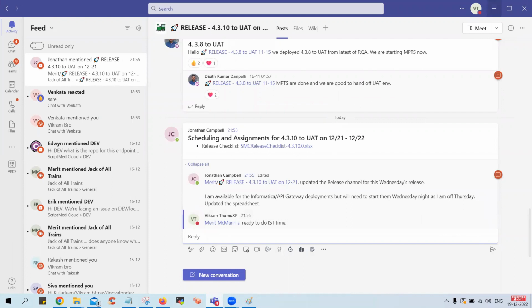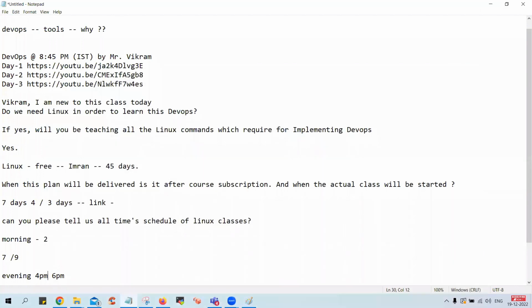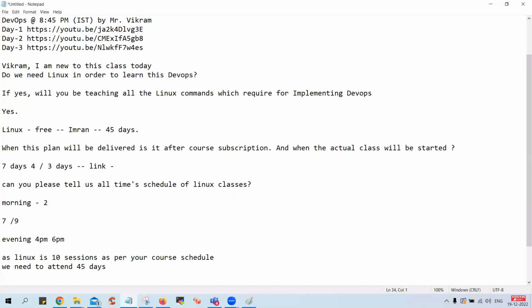Okay, fine. Who is this, sir? As for the Linux sessions, this is actually something we need to attend. In my sheet it says 10, but it is 45. I need to update it, so please correct it, guys. In my sheet it says 10, but it's actually 45 days. Nothing to worry about.